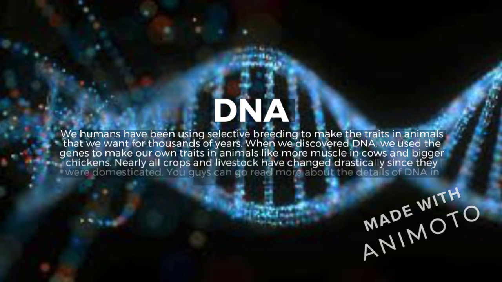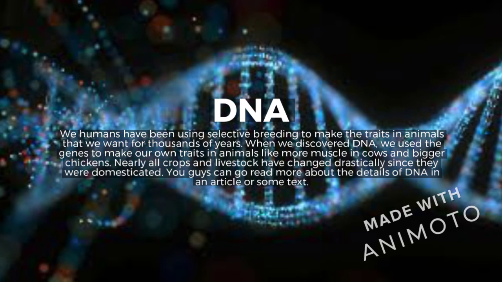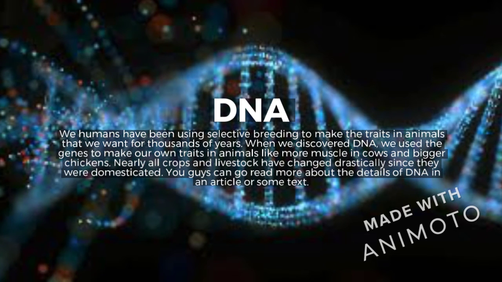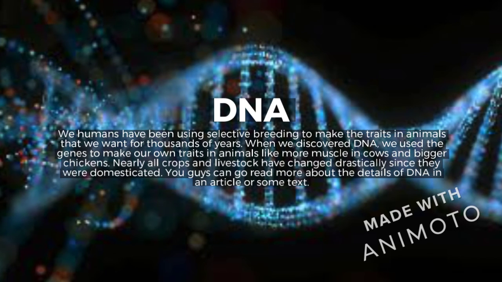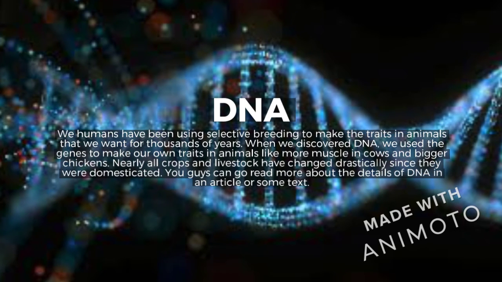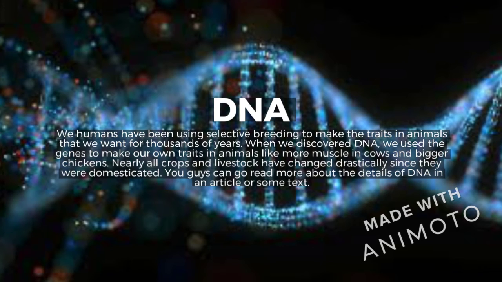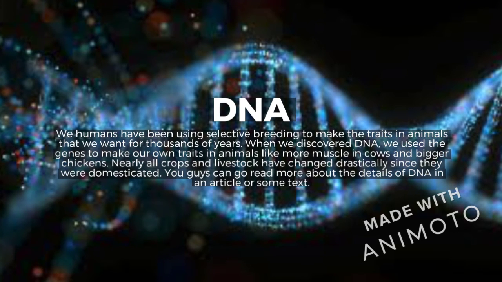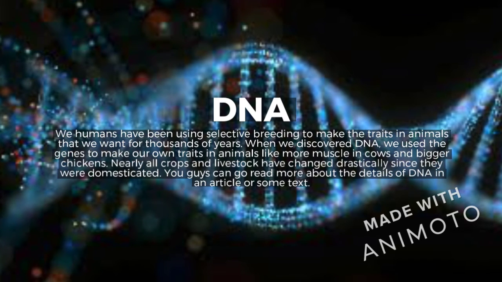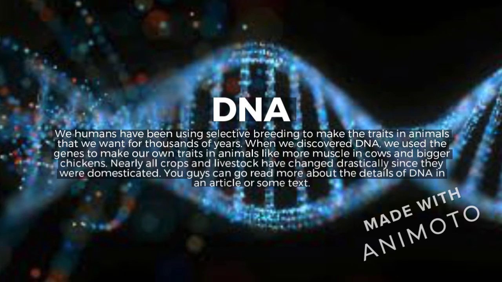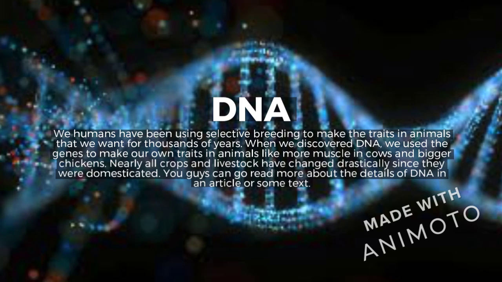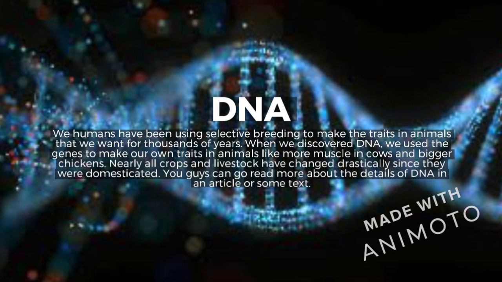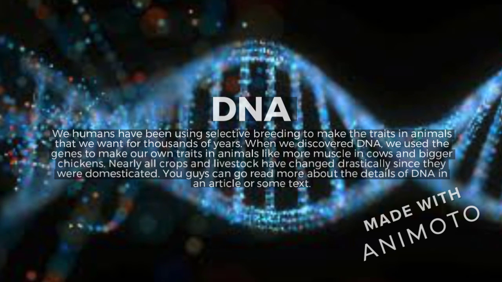DNA. We humans have been using selective breeding to make the traits in animals what we want for thousands of years. When we discovered DNA, we used the genes to make our own traits in animals, like more muscle in cows and bigger chickens. Nearly all crops and livestock have changed drastically since they were domesticated. You guys can go read more about the details of DNA in an article or some text, because most of the information is usually the same.